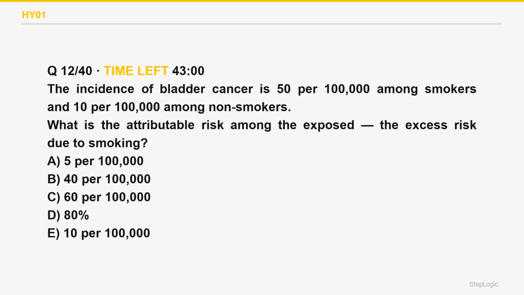What is the attributable risk among the exposed? The excess risk due to smoking. The incidence of bladder cancer is 50 per 100,000 among smokers and 10 per 100,000 among non-smokers. Read the command, attributable risk in the exposed. That is the difference between the exposed and unexposed risks.